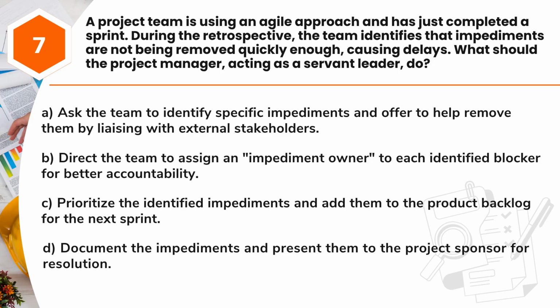A. Ask the team to identify specific impediments and offer to help remove them by liaising with external stakeholders. B. Direct the team to assign an impediment owner to each identified blocker for better accountability. C. Prioritize the identified impediments and add them to the product backlog for the next sprint. D. Document the impediments and present them to the project sponsor for resolution.